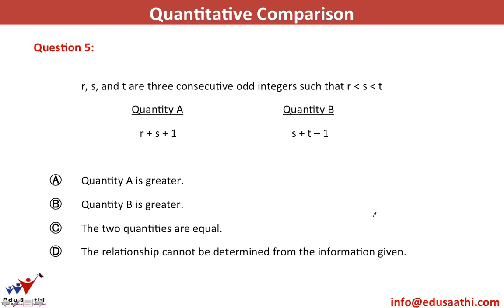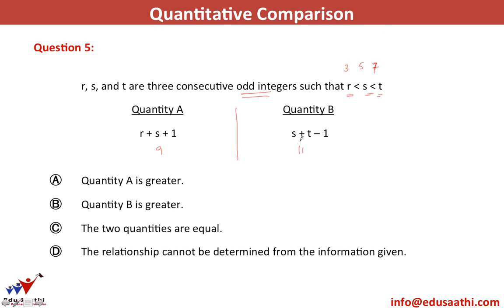Moving ahead, let's look at another question from arithmetic. R, S, T are three consecutive odd integers such that R is less than S less than T. You can assume the values. This is 3, this is 5, this is 7. So that is what you can do. Now quantity A and quantity B. Quantity A, if you take R plus S plus 1, this is coming out to be 8 plus 1, which is 9. S plus T, 7 and 5, it is coming out to be 12 minus 1, which is 11.